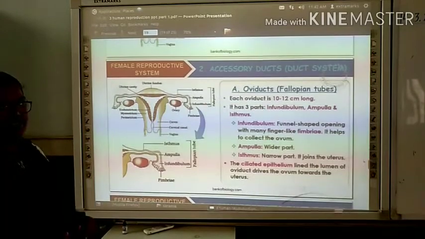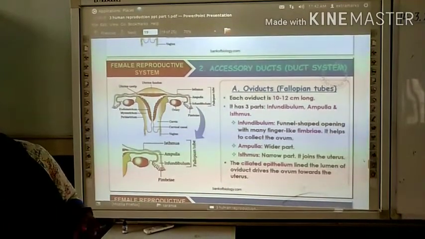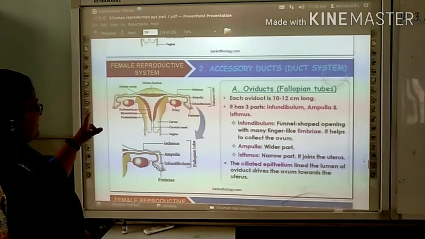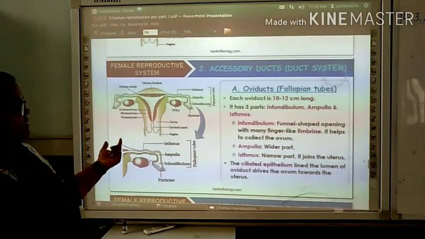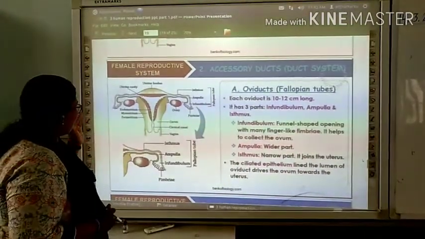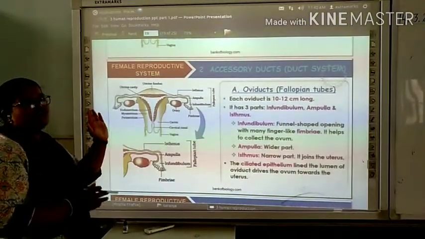First one, the oviducts. We already said there will be a pair of oviducts, that means two fallopian tubes. Each oviduct is about 10 to 12 centimeters in length, and this fallopian tube is divided into three parts.